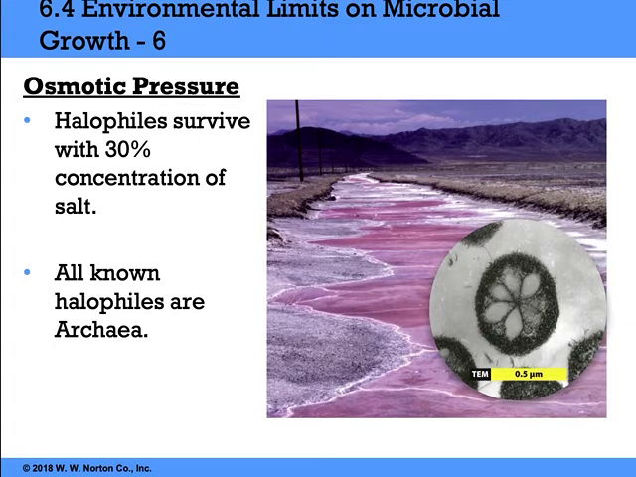Another one is osmotic pressure. Halophiles, for instance, can survive with 30% salt concentration. Most halophiles are archaea, that special branch of prokaryotes that is a little bit more similar to eukaryotes than it is to bacteria. The halophilic salt flats shown here in Nevada are pink because of the high numbers of halophilic bacteria that grow here. Halobacteria species shown in the little inset have a width of about 0.8 microns.